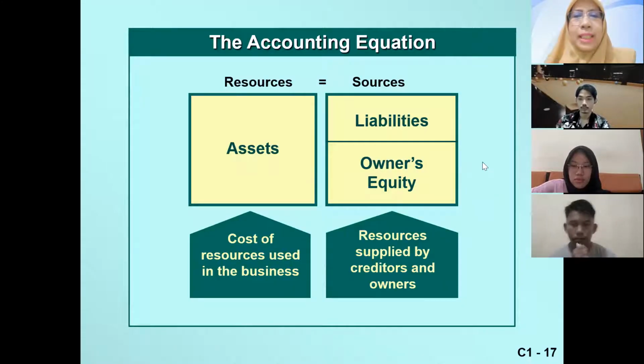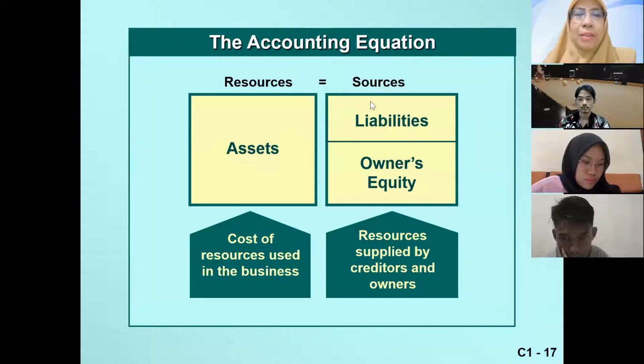Okay, now we can see the accounting equation. The accounting equation is resources are equal to the sources. What does equal mean? The amount. Yeah, the amount. The amount of resources will be equal to the sources.